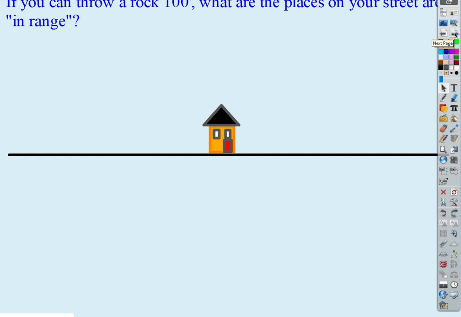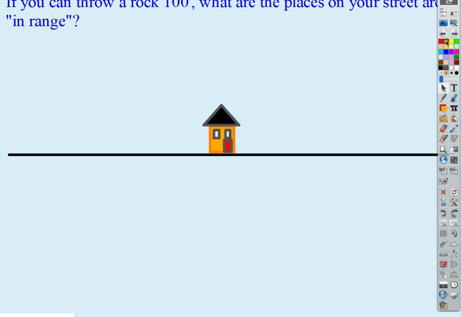Well, how do we extend this to inequalities? Then we ask a different question now. Same deal. We're going to step out the front door, and there's up the street in the positive direction, there's down the street in the negative direction. If I can throw 100 feet, I'm asking a different question now. What are all the places on my street that are in my range? What's that going to look like in terms of the picture?